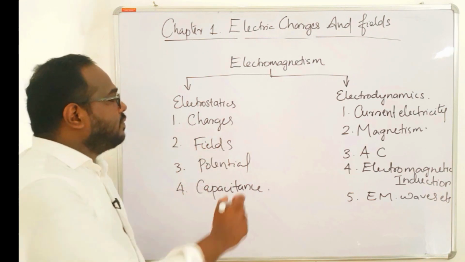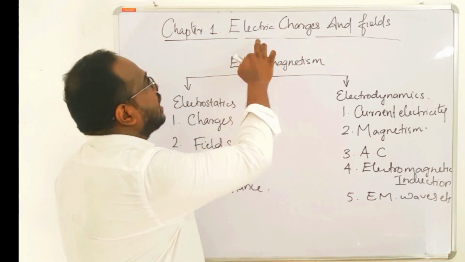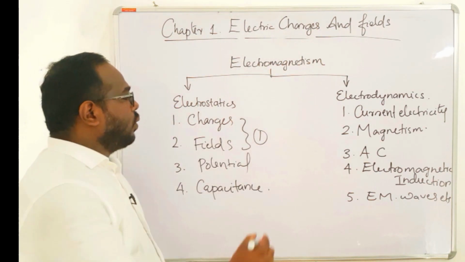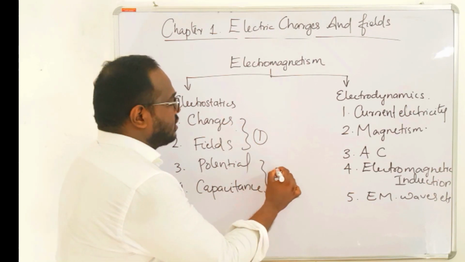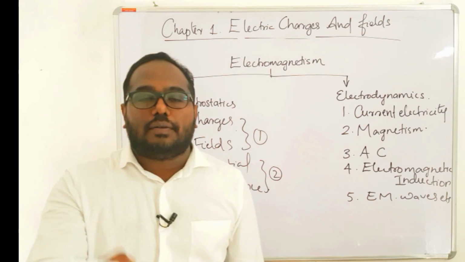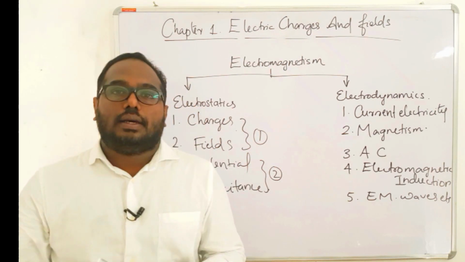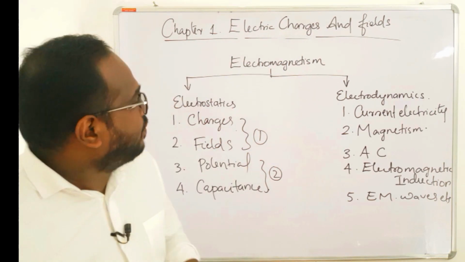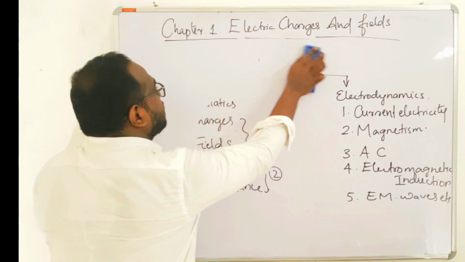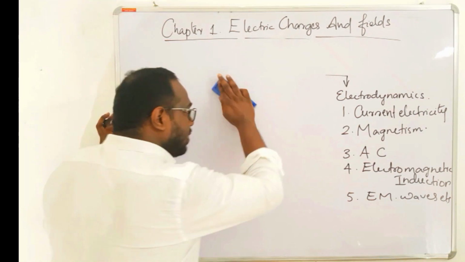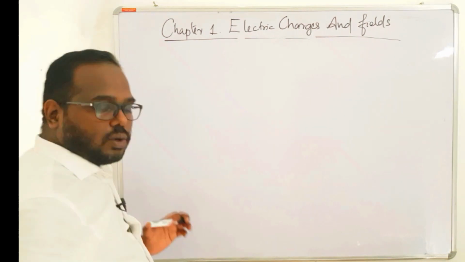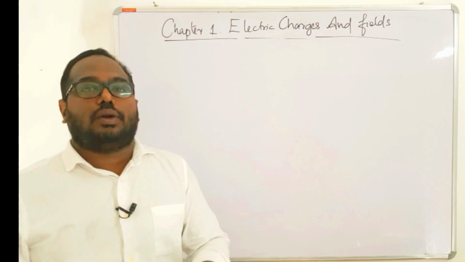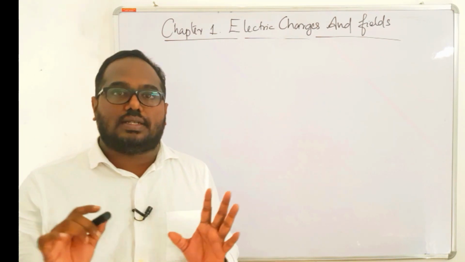Okay, this charges and fields is your first chapter. Okay, the electric charges and fields. We are going to start with this chapter, and potential and capacitance is your next chapter. Okay, we are going to start with the charges and electric field. So, what is charge? First, we should understand what is the definition of charge. If you can understand the concept of charge, the whole chapter, whole electromagnetism will be very easy.